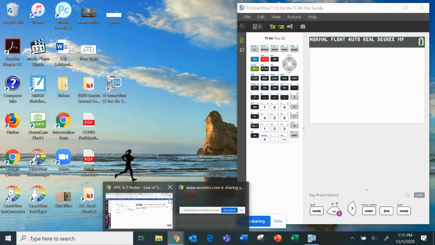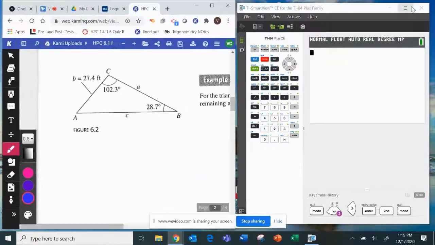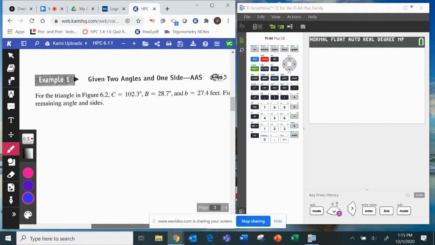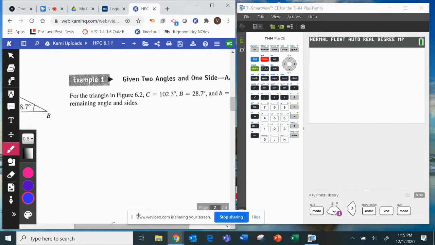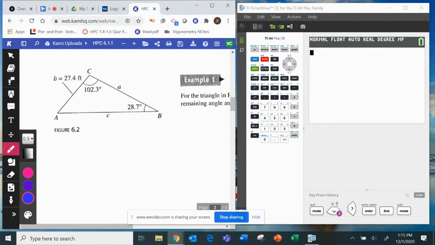Trying to set it up so we can see both at the same time. That's good. All right, we have to solve for all the remaining angles and sides. So let's look at the triangle. What can we easily find first?